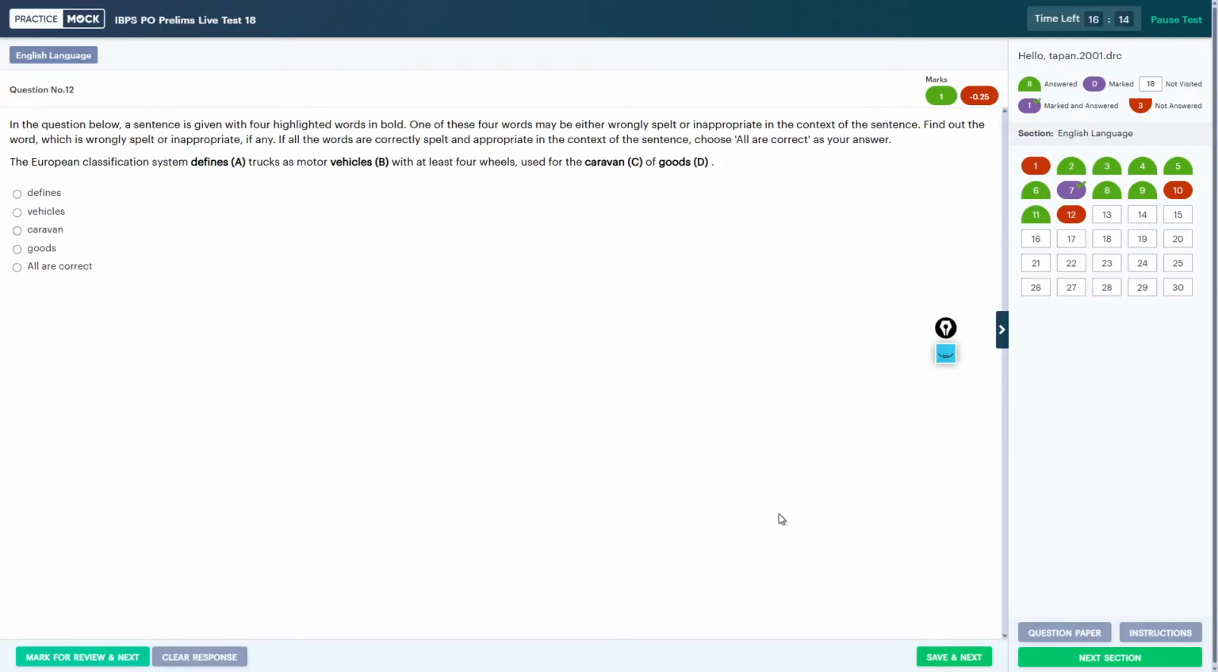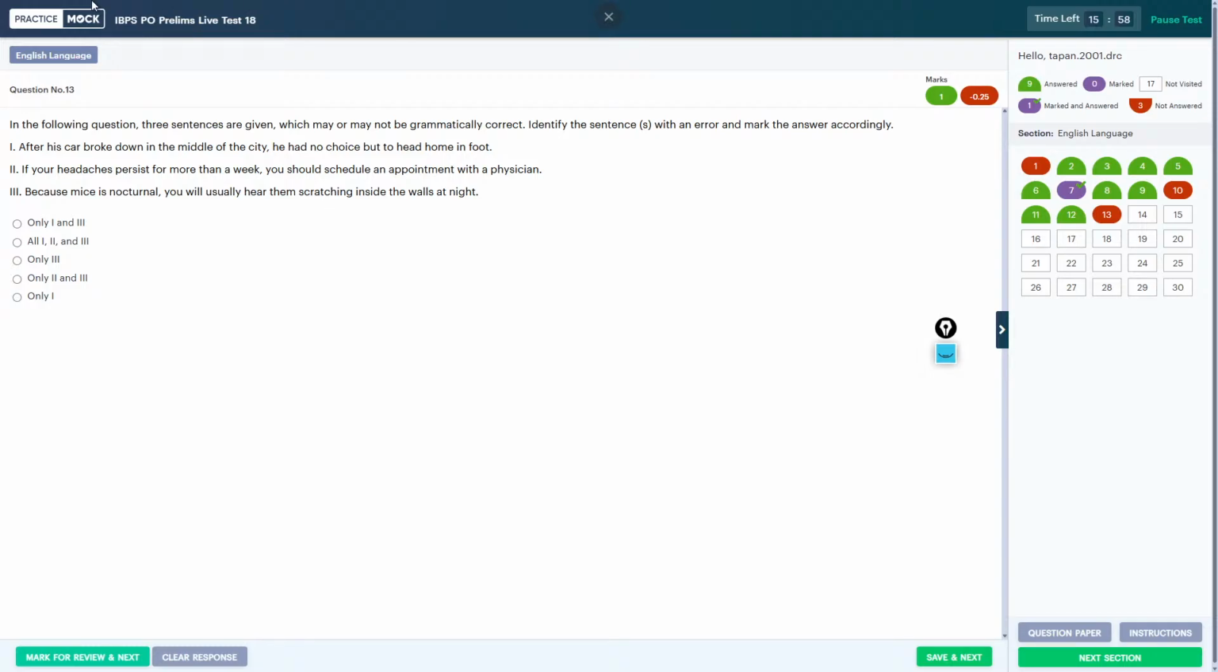One European classification system defines trucks as motor vehicles with at least four wheels used for the carriage of goods. I think caravan is not the correct use here. After his car broke down in the middle of the city, he had no choice but to head home on foot. So one is incorrect.